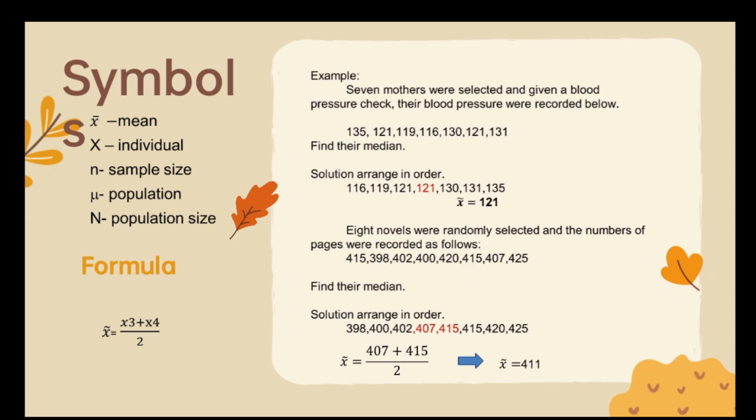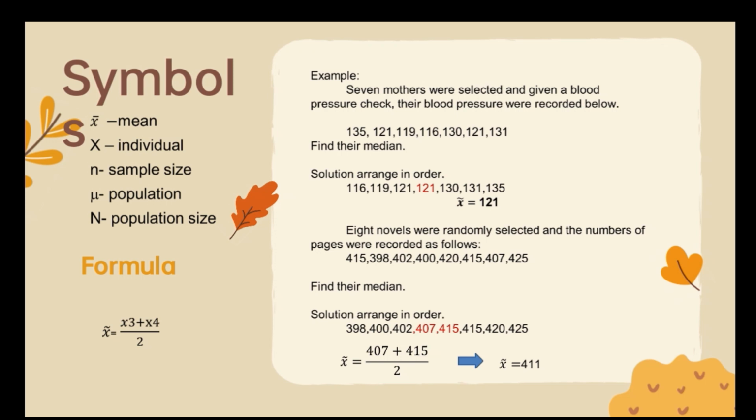Next example, we have 7 mothers who were selected and given a blood pressure check. Their blood pressures were recorded below. We have 135, 121, 119, 116, 130, 121, and 131. We will find out where the median is here.